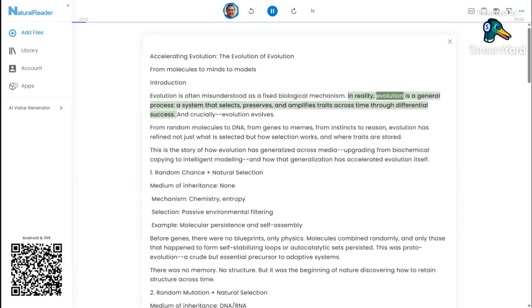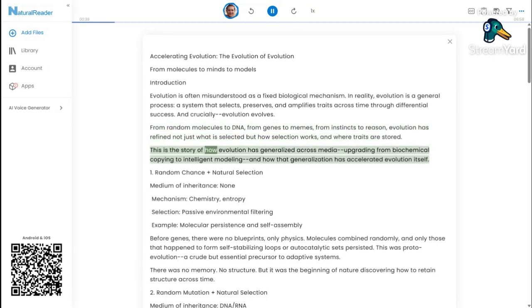In reality, evolution is a general process, a system that selects, preserves, and amplifies traits across time through differential success. And crucially, evolution evolves. From random molecules to DNA, from genes to memes, from instincts to reason, evolution has refined not just what is selected but how selection works, and where traits are stored.